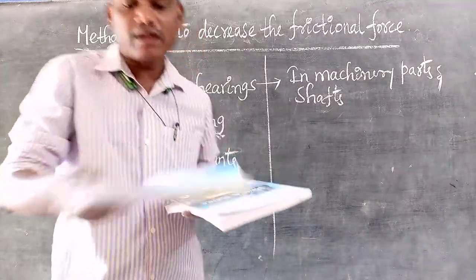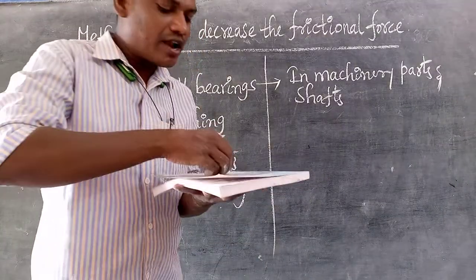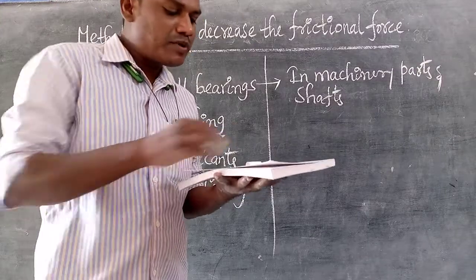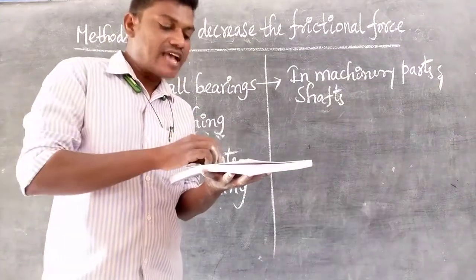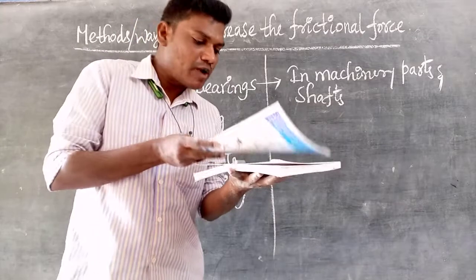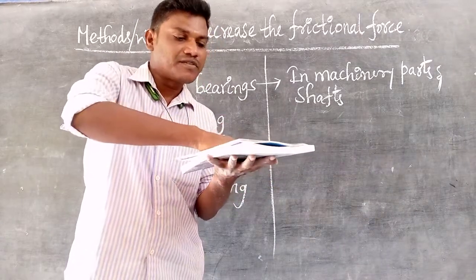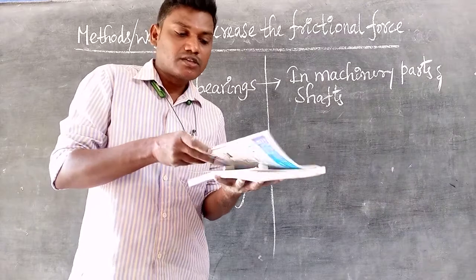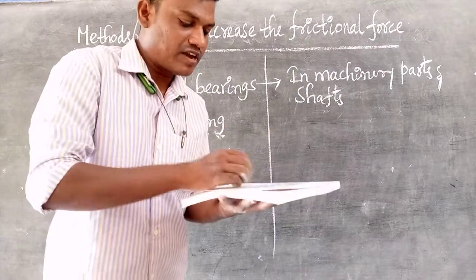But between these two, what will happen if we use this piece of chalk? We can say these chalk pieces are ball bearings. Between these two, we keep them like this. You are observing what will happen.